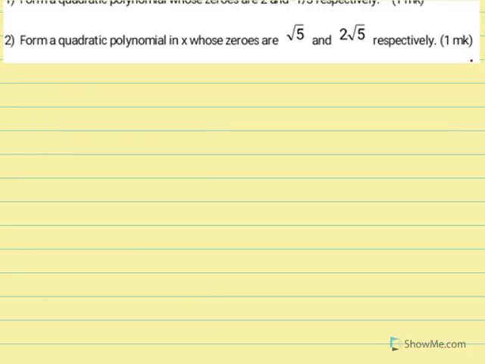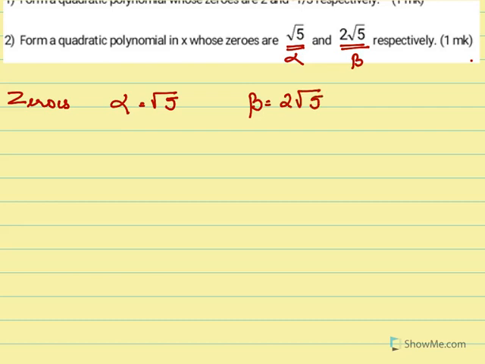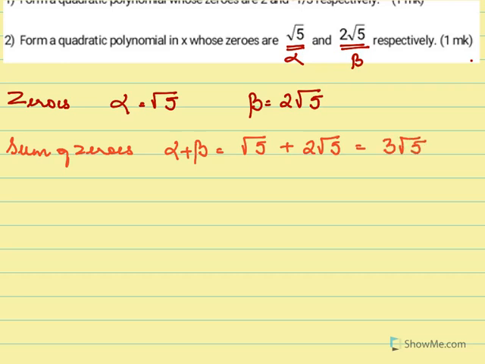Form a quadratic in x whose zeros are root 5 and 2 root 5. So this is alpha and beta. So here we have the zeros, alpha is root 5, beta is 2 root 5. The next step, we have to find sum of zeros. Sum of zeros is alpha plus beta, that is root 5 plus 2 root 5. Root 5 plus 2 root 5 is 3 root 5.